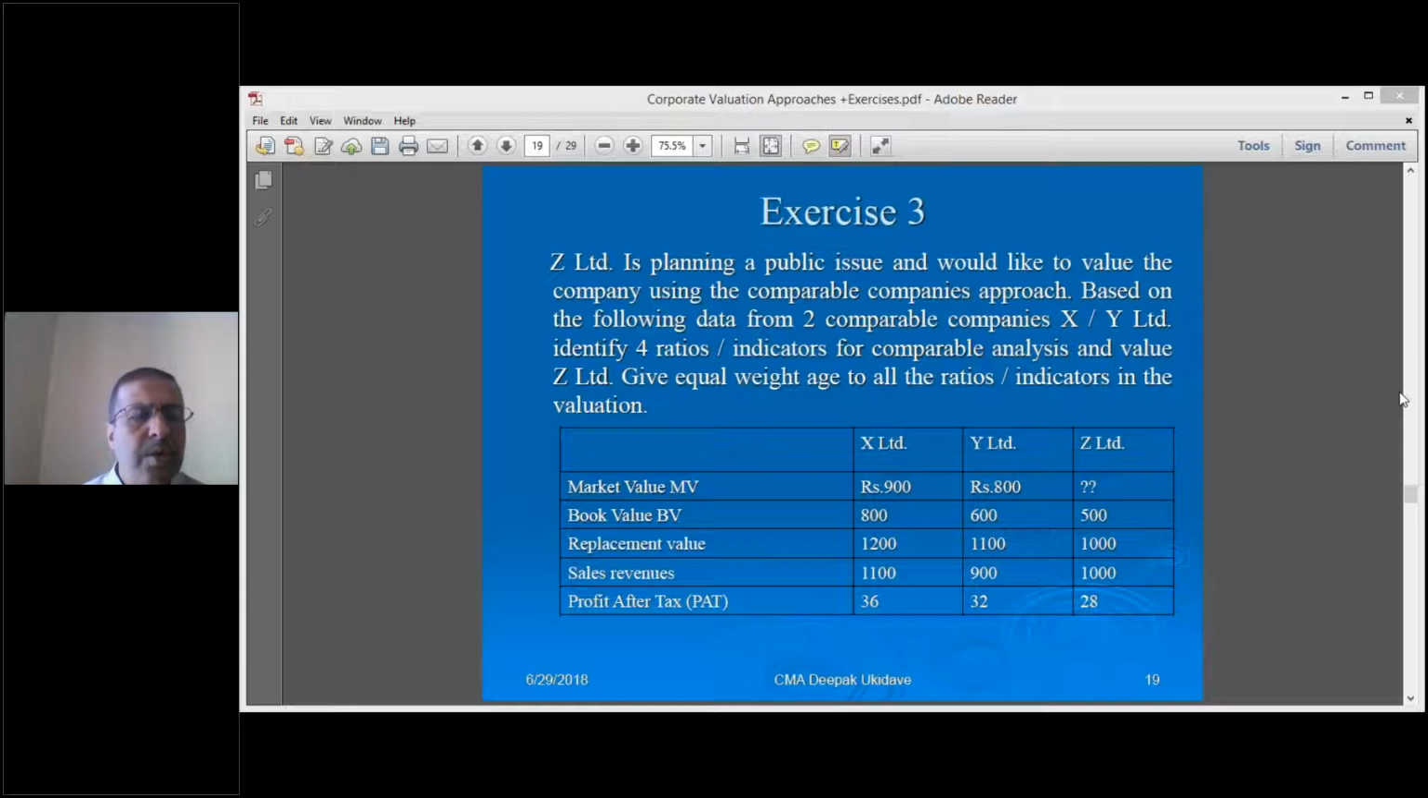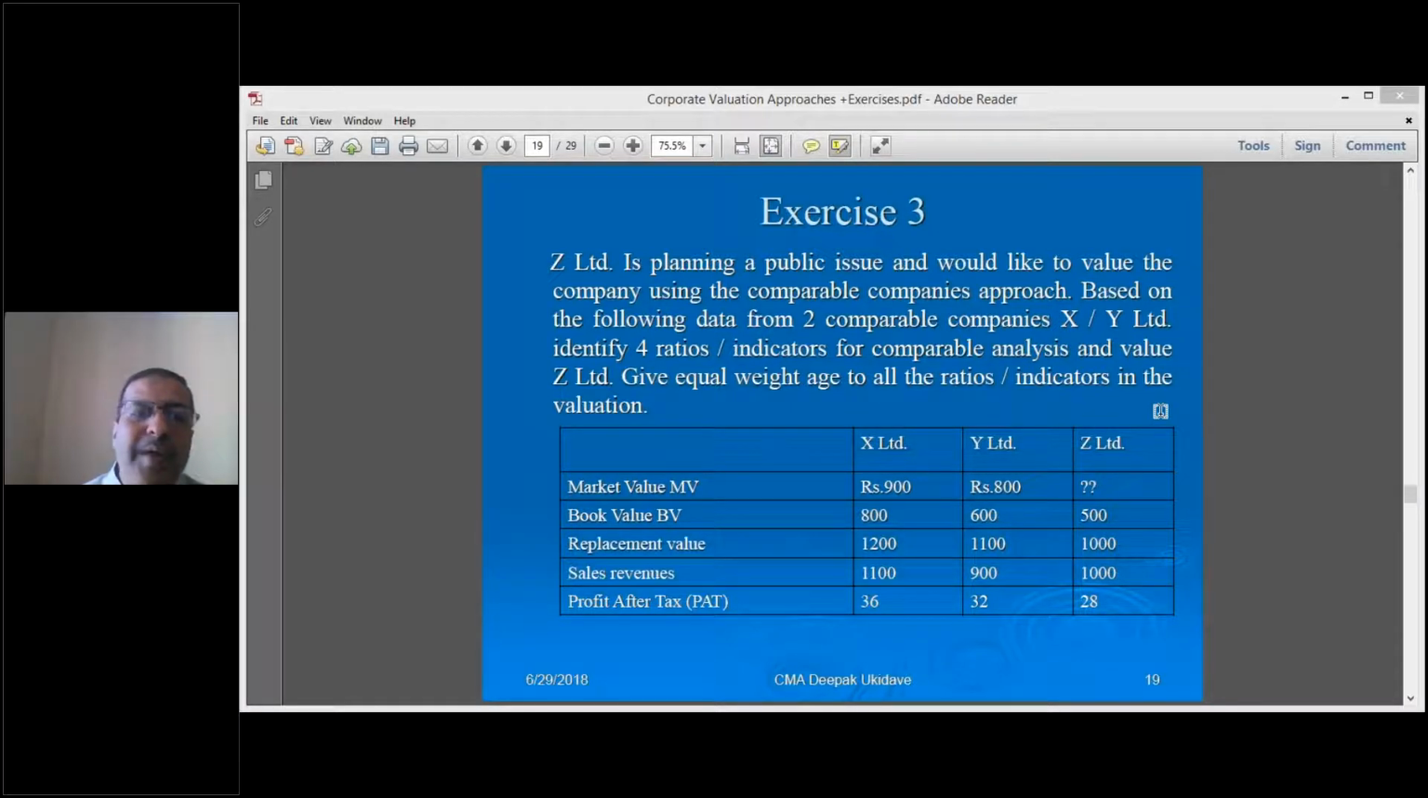Comparable company approach. This approach is called comparable company approach. You'll find it in the module. Vinaya, you will find this in the module. It is also called relative valuation method. All right. Okay, Vinaya, thank you.